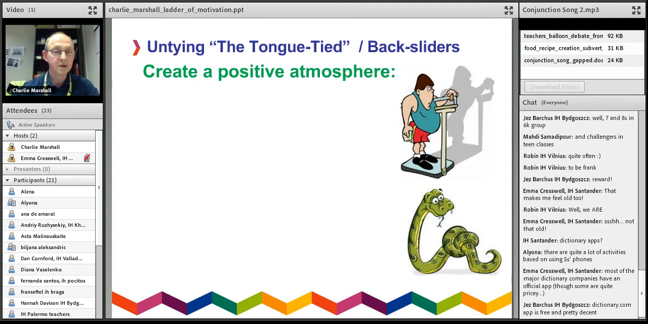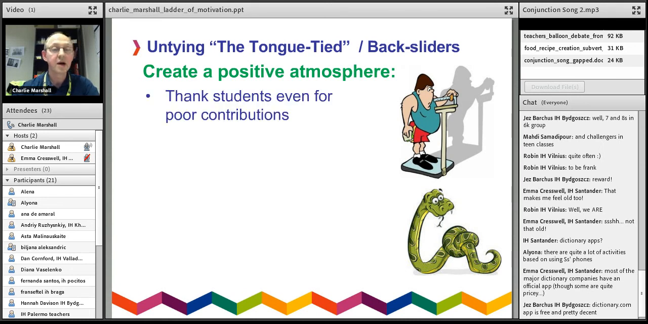So the first thing I think is important is to create a positive atmosphere, because if everybody feels supported in the classroom, then they're more likely to want to actually open their mouths and speak. And so to do that, I would start by thanking every student, even if their contributions are wrong or they're poor. So every contribution gets some kind of praise or appreciation.